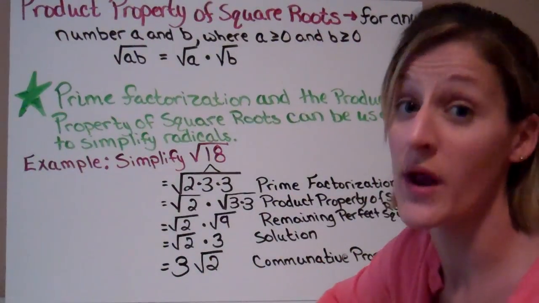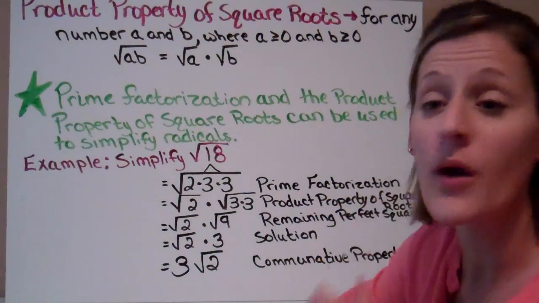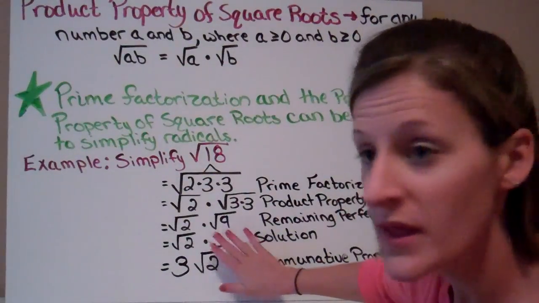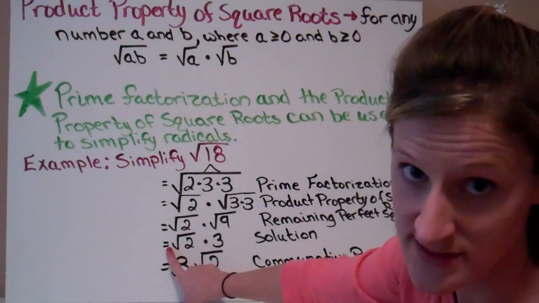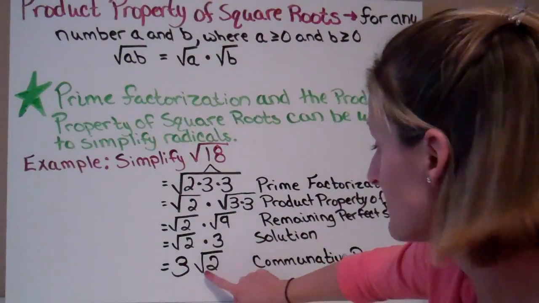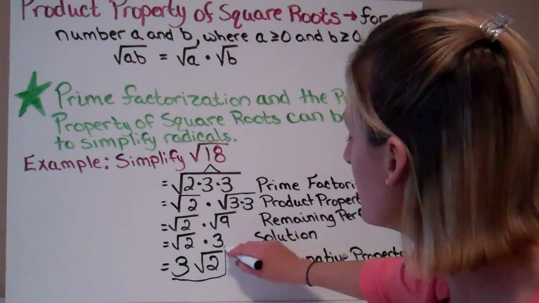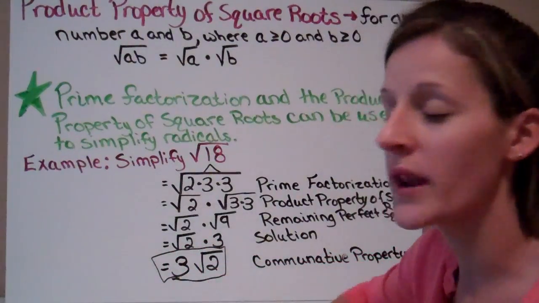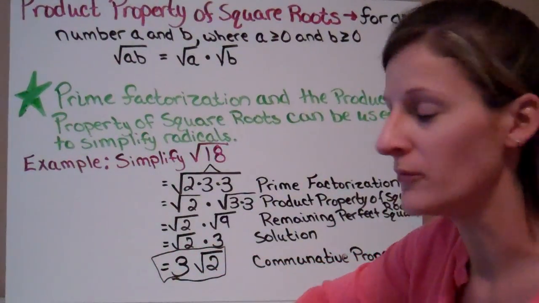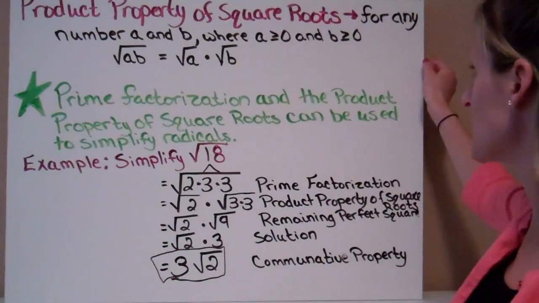But we don't write it that way. How we need to write it is put this number in front of your radical sign. So I'm going to have it as 3 times the square root of 2. So this down here is going to be my final answer when I'm asked to simplify my radical. So let's look at a few examples.